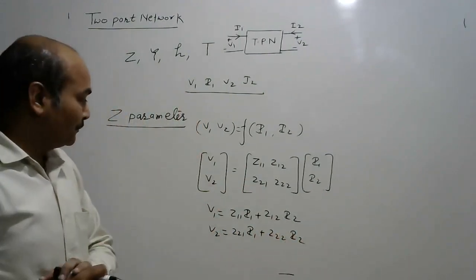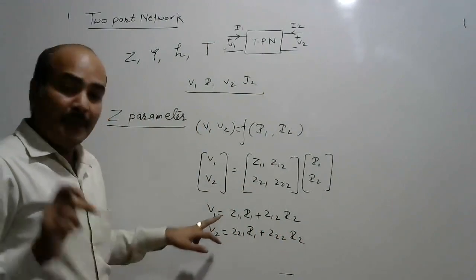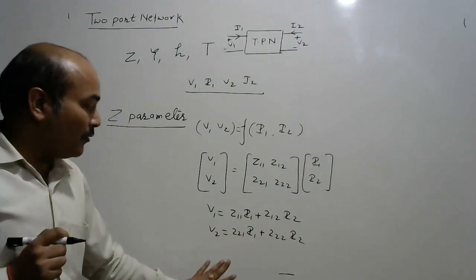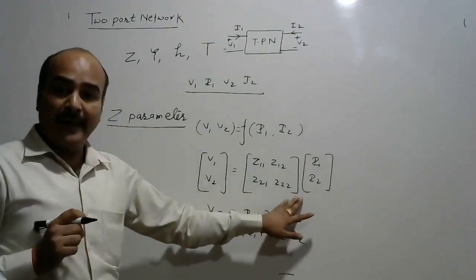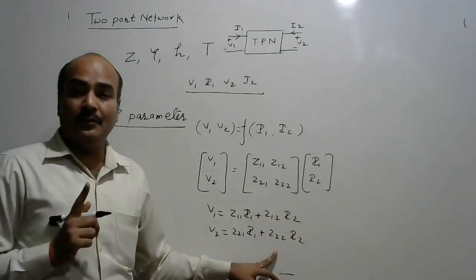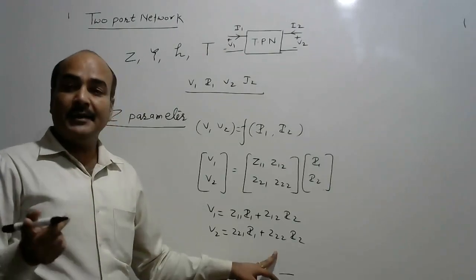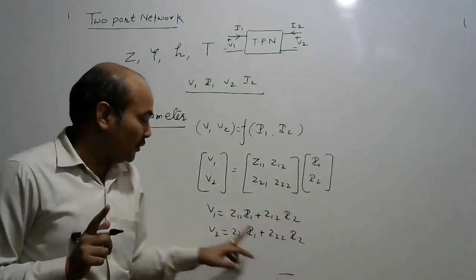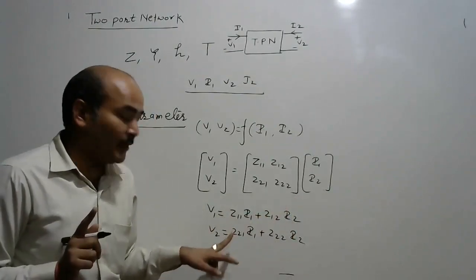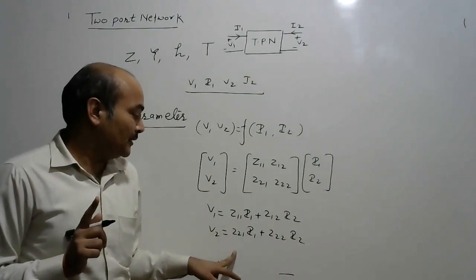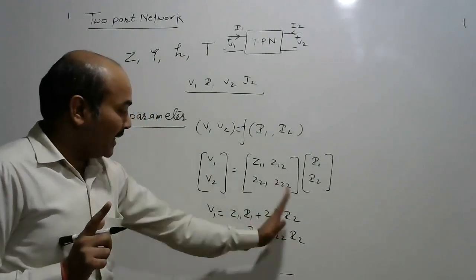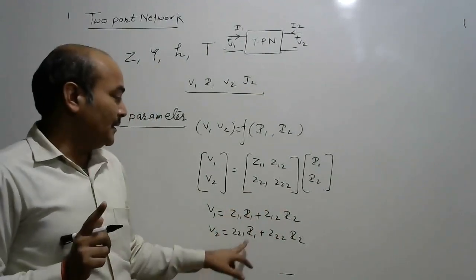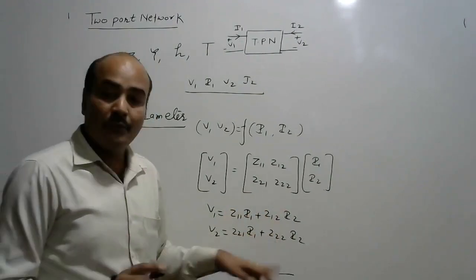If we want to calculate the values of all the Z parameters, how can we find them? First, make the current I2 equal to 0. I2 equal to 0 means open the output port. When you make I2 equal to 0, then we can calculate the values of Z11 and Z21. And the second time we make I1 equal to 0, and with I1 at 0, we can calculate the values of Z12 and Z22.